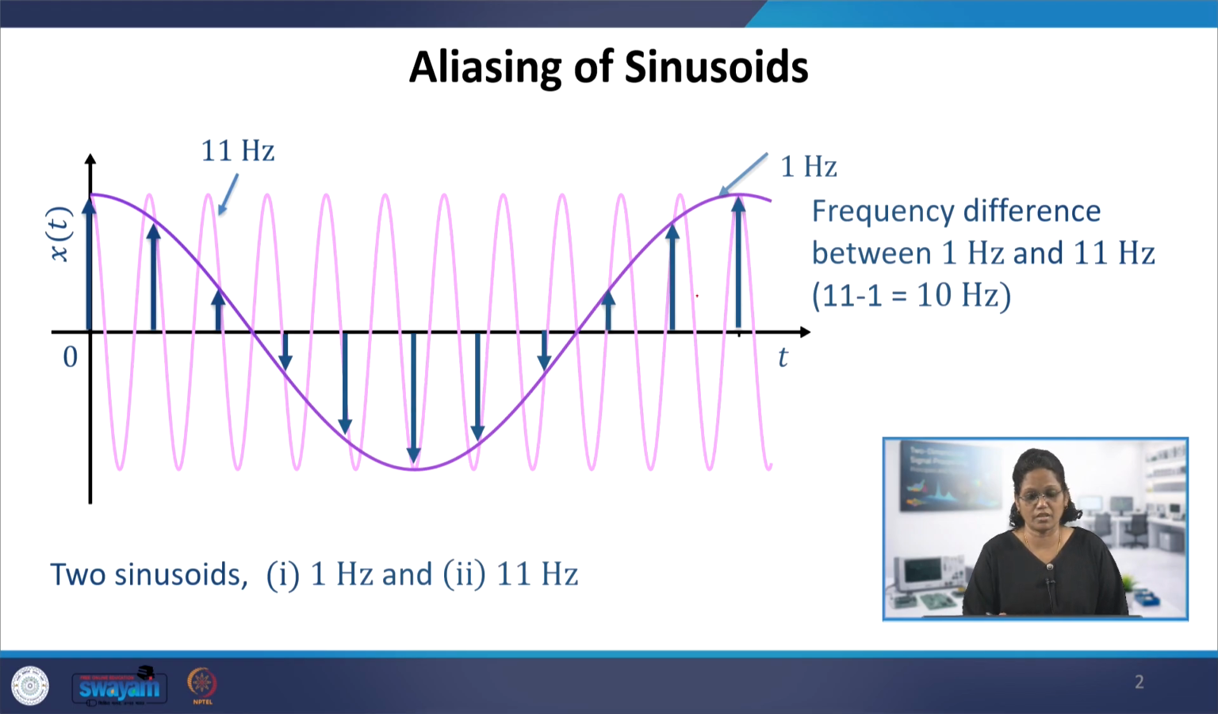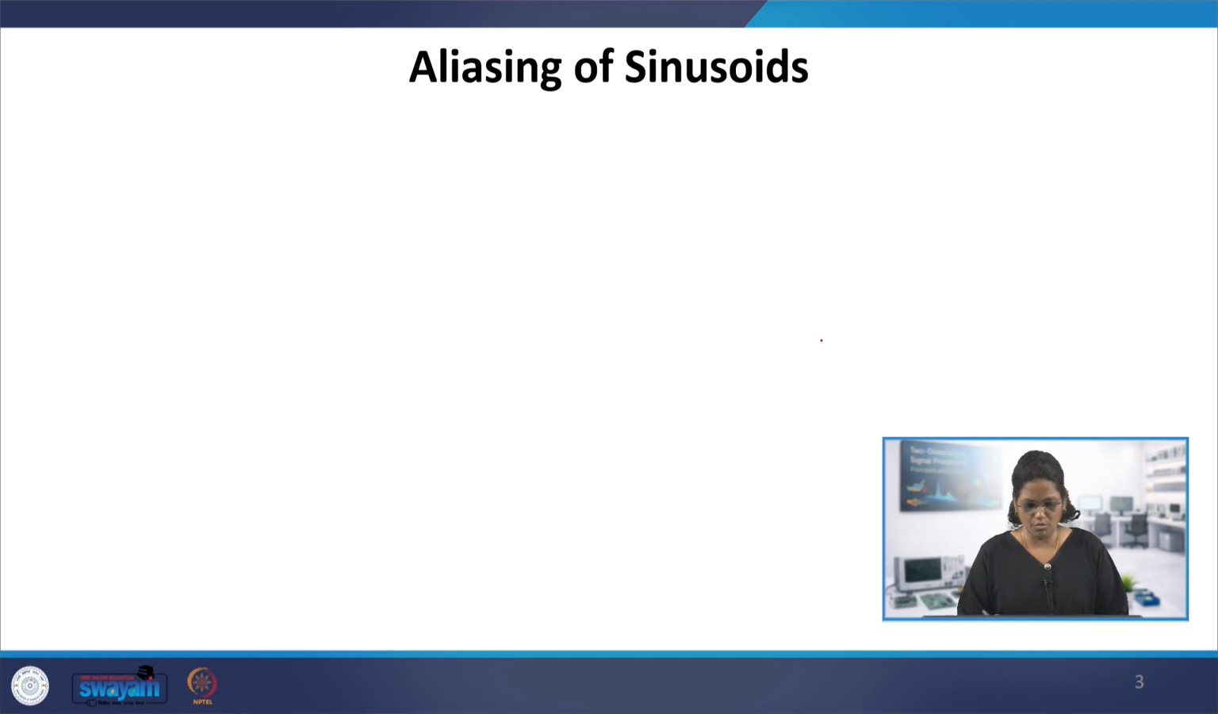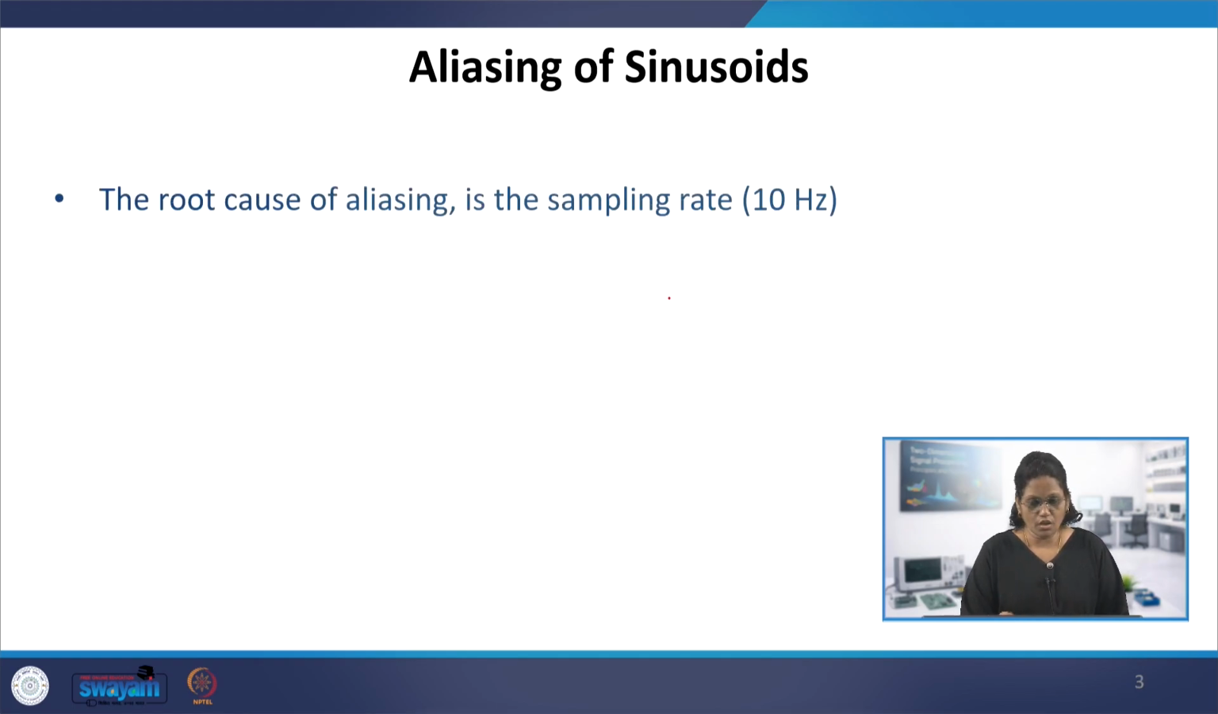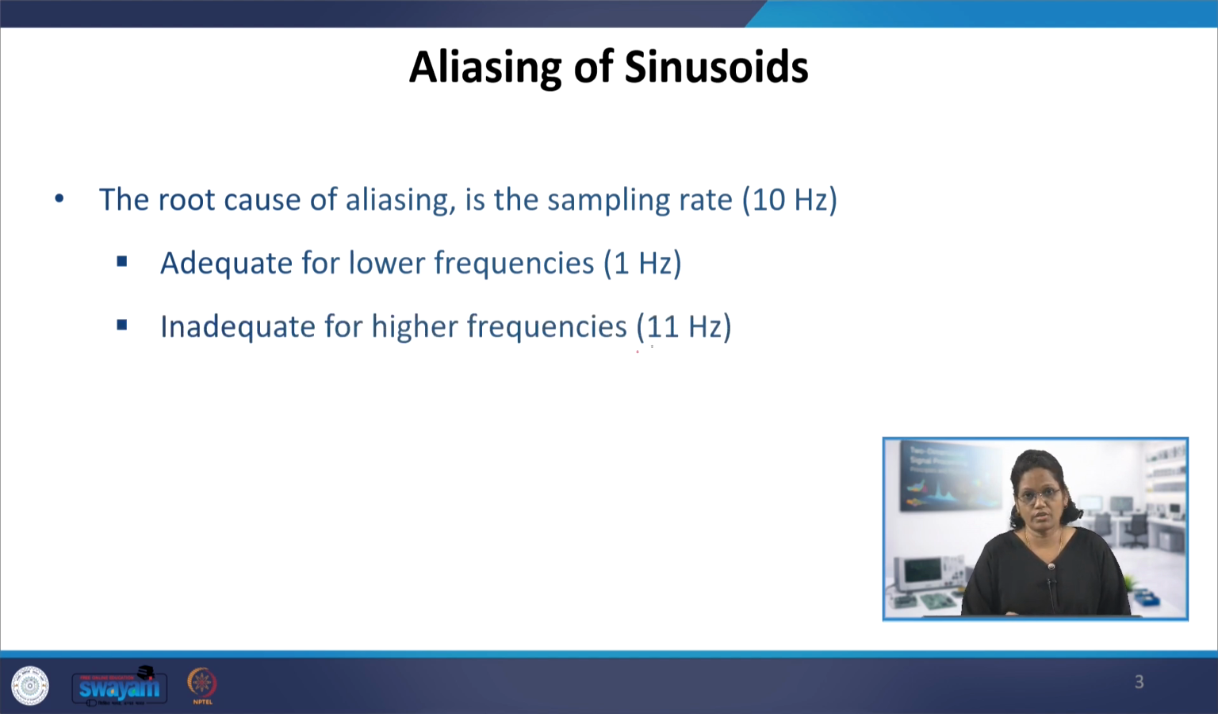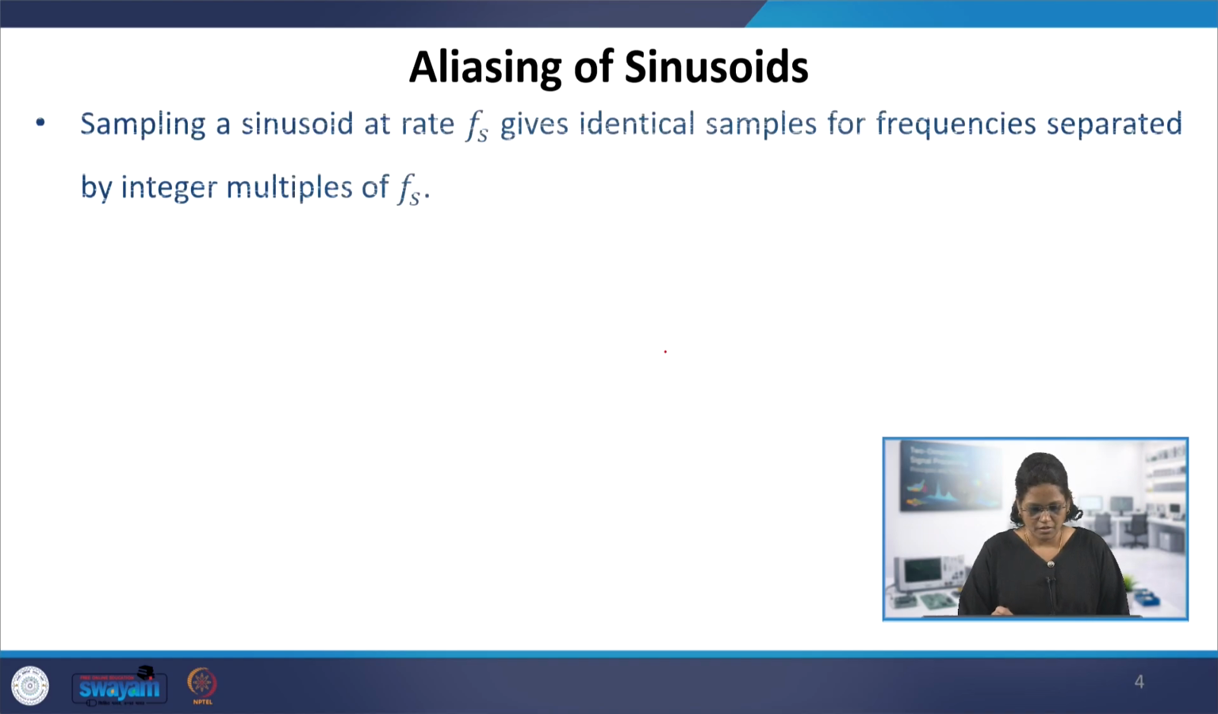That's what we say: a high frequency component appears as a low frequency component. That's the meaning of aliasing. So this is the aliasing of sinusoids, and we'll learn more about this. The root cause of aliasing is the sampling rate, that is 10 Hertz. It's adequate for the low frequency, that is 1 Hertz, but it is not adequate for the high frequency. So it yields similar samples.